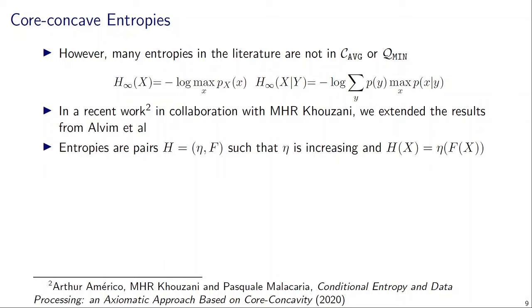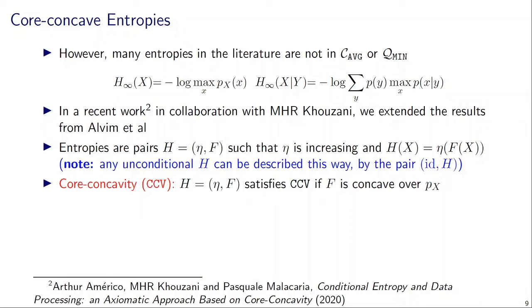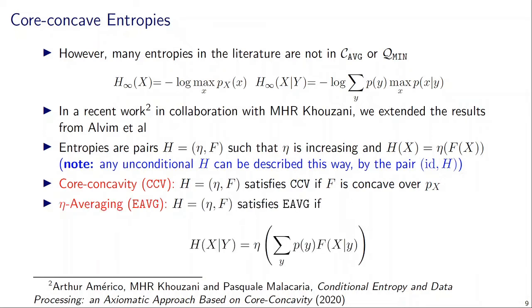In our work, entropies are given as pairs eta f, such that eta is increasing and the unconditional form is given by the composition of eta and f. Note that any unconditional form can be described this way by taking eta as identity, so this is not restrictive at all. We say that eta f satisfies core-concavity if f is concave over P of x, and we say that it satisfies eta averaging if the conditional form is given in this way. So you can see that by taking eta as identity, this generalizes the averaging property.